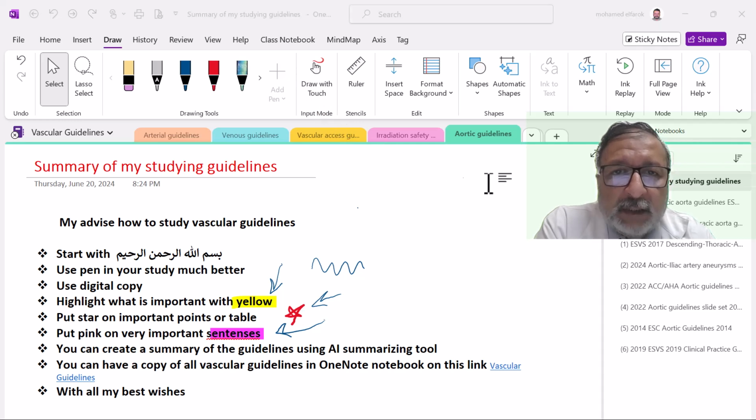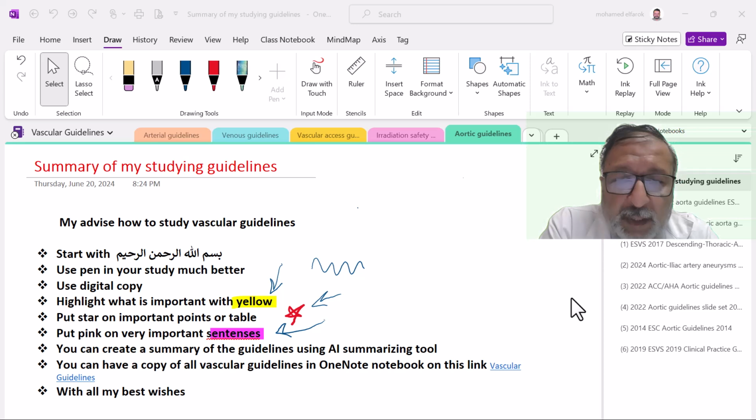As you can see, in the aortic guidelines, I add pages, and all of these pages are aortic guidelines, because every couple of years there is a new guideline, either European or American. I've collected all in one basket, so you can go through them.